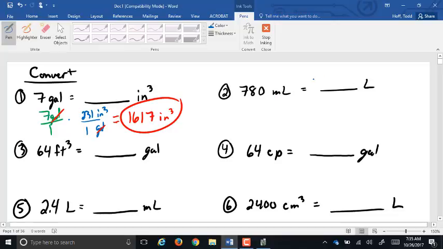Milliliters going into liters. From milliliters to liters, we're moving how many spots on our chart? 3 spots to the left. So our decimal point goes 3 spots to the left. So 0.78 liters.